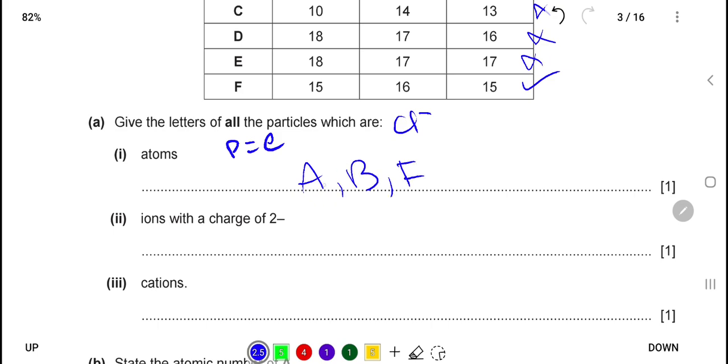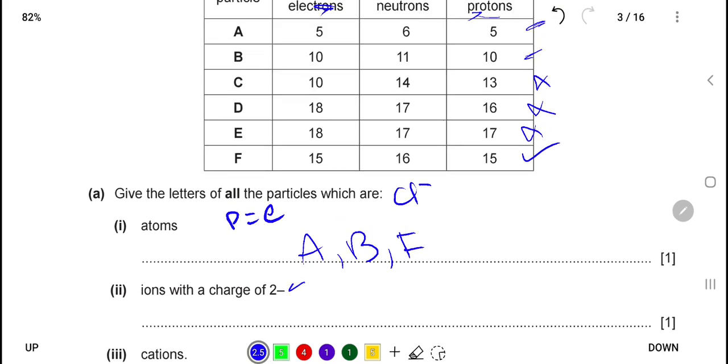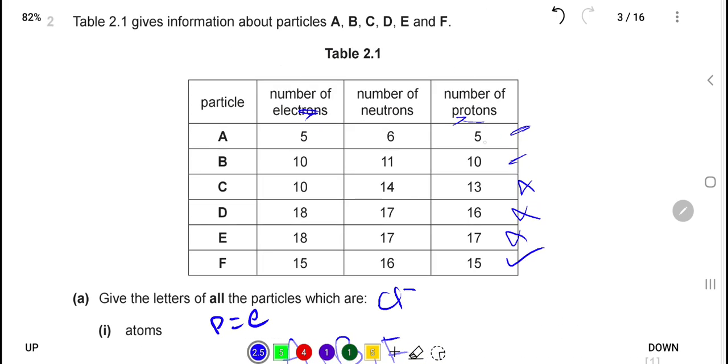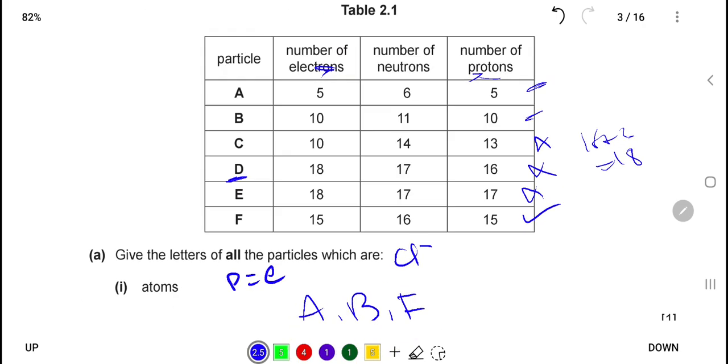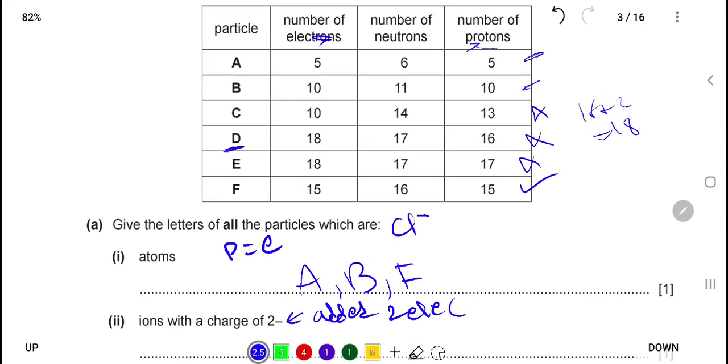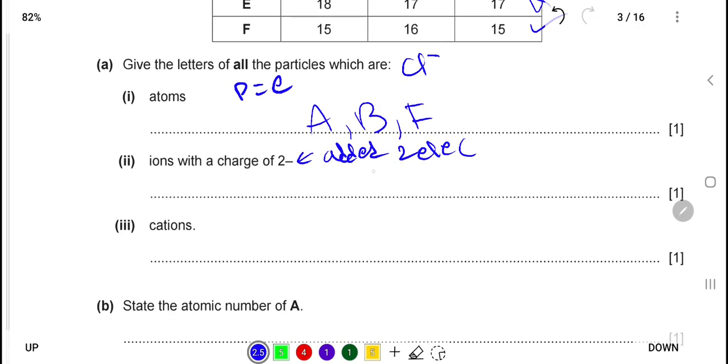And then ions with a charge of 2 minus. 2 minus means they added 2 electrons. So let's check. 13 into 10 is not adding 2 electrons. 16 into 18, 16 plus 2 equals 18. So this must be the answer. D is the answer, because it has 16 protons and 18 electrons, added by 2, so it must be D.